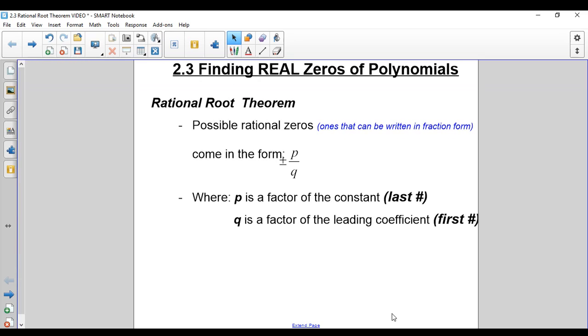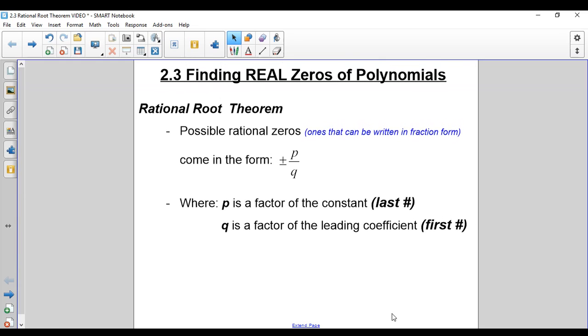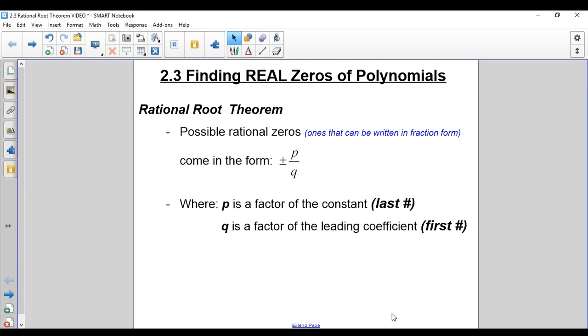So the first thing we do is we list all the possible factors that we could have. All right, we list the possible rational zeros. These are ones that can just be written in fraction form. They all come in the form plus or minus P over Q. P is going to be a factor of the constant, which is the last number in the function. Q is going to be a factor of the leading coefficient, which is the first number.